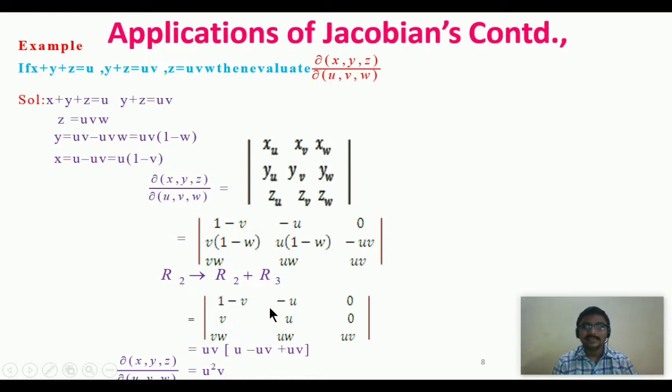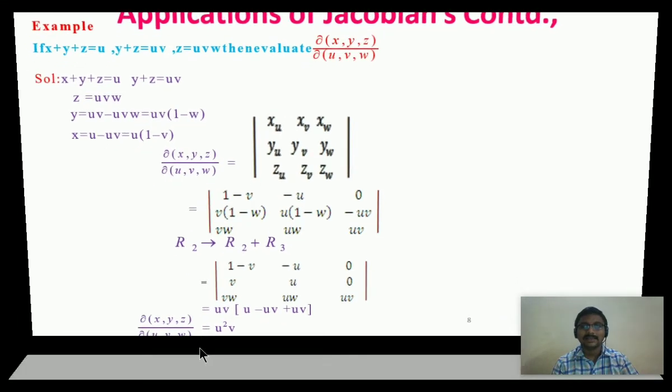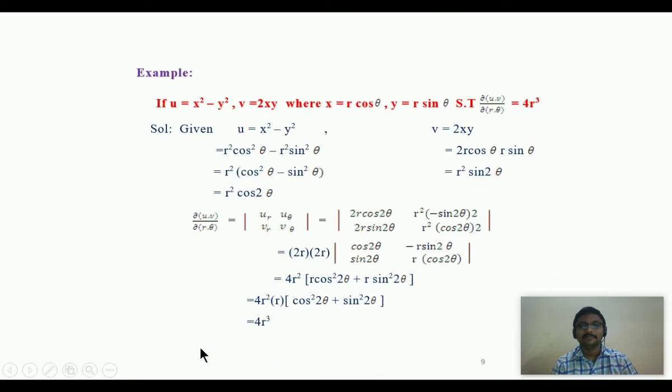AD minus BC, the formula having minus. Now the product minus u into v minus uv, the product having minus, but minus into minus is plus, that is plus uv. So it is the determinant value. Clearly here negative uv and positive uv get cancelled. U into uv is u square v. So it is the required Jacobian value of xyz with respect to uvw.